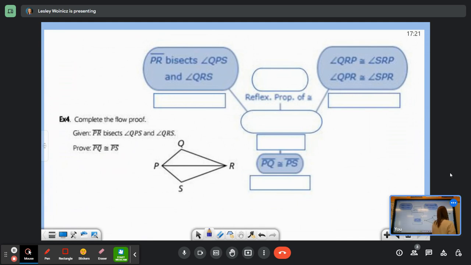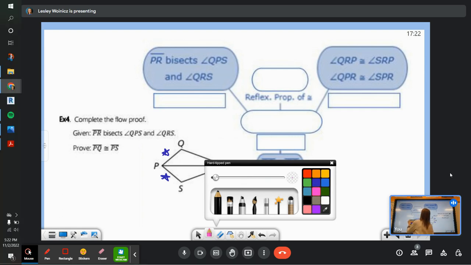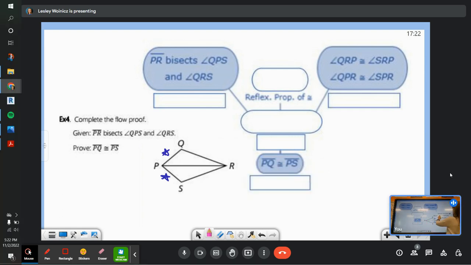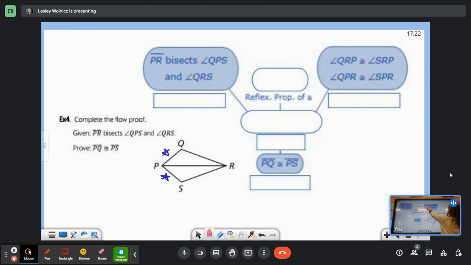So this time, they want us to prove that a pair of sides are congruent. So we want PQ congruent to PS. So that is this one and this one that we want to prove are congruent. So first we have to prove the triangles are congruent, and then we can say that their corresponding parts are congruent. So this says that PR bisects angle QPS and angle QRS, and that was our given statement. So I'm just going to write given here.